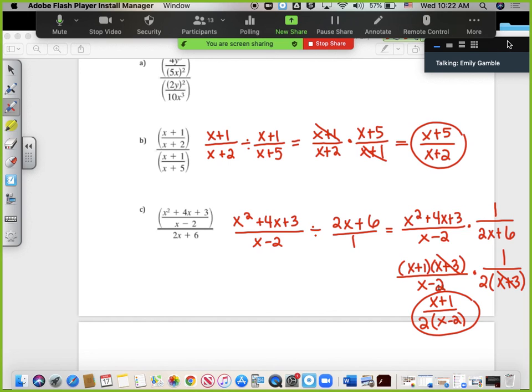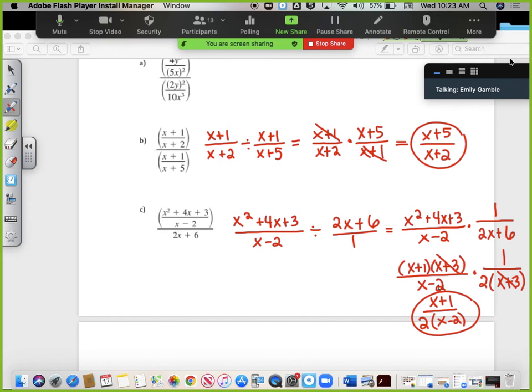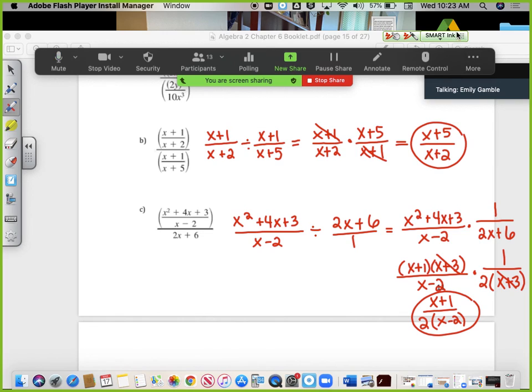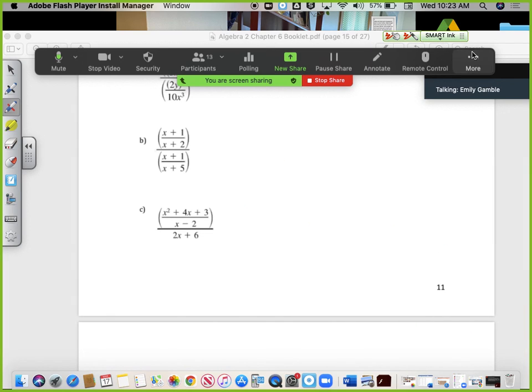On the next page, there's 4 practice problems that I would like you guys to try. So go ahead and take some time to do those, and we'll go over these before the end of class today.